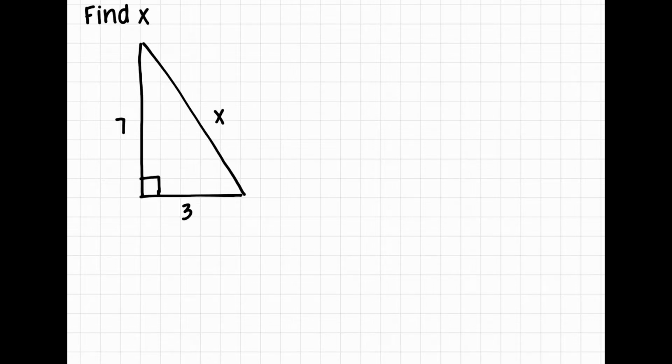You have 7 and 3, so I can use the Pythagorean theorem, and it is a right triangle. This one's a little different though. So I'm going to label my legs as A and B, and then my hypotenuse is C. Remember, your Pythagorean theorem is a squared plus b squared equals c squared. Now I'm going to start plugging stuff in. My a is 7, so 7 squared, plus my b is 3, so 3 squared is equal to c squared.